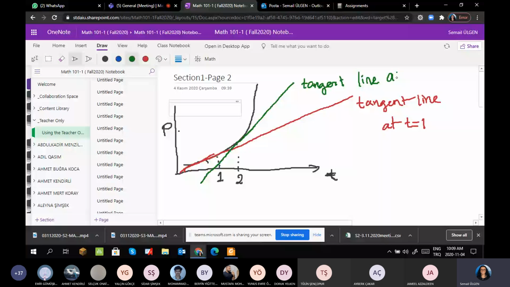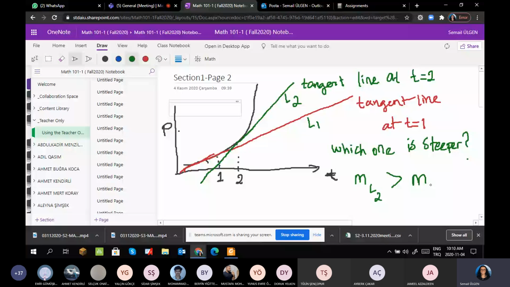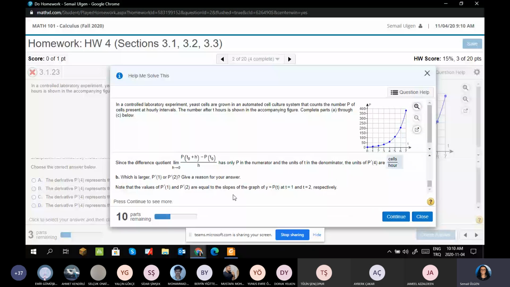Now I have a question. Which one is steeper? Do you know what steep is? T equals 2 is steeper. So that is going to tell us that, let me call them L1 and L2, the slope of L2 is bigger than the slope of L1, where m represents the slope. Because of that, the answer to this question, which is larger, P prime 2 is larger, okay?